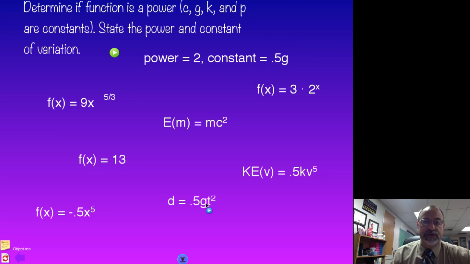Alright, so that's how you determine if it is a power function or not. In the next videos, we'll take a look at how we can use these and graph these.